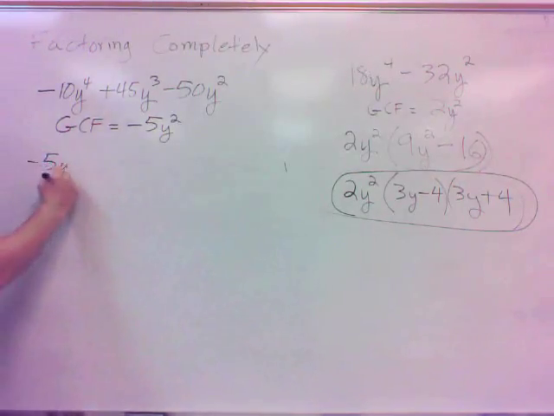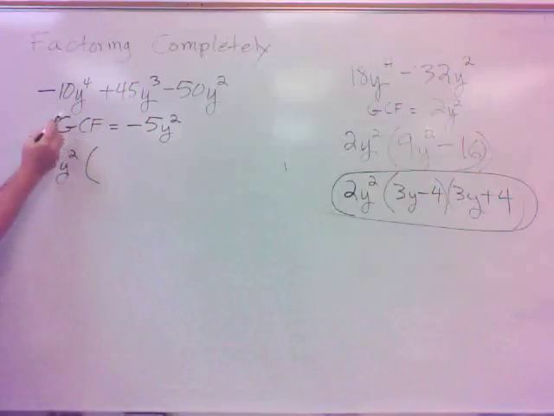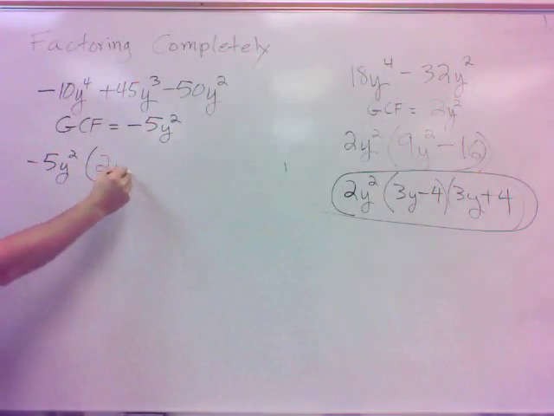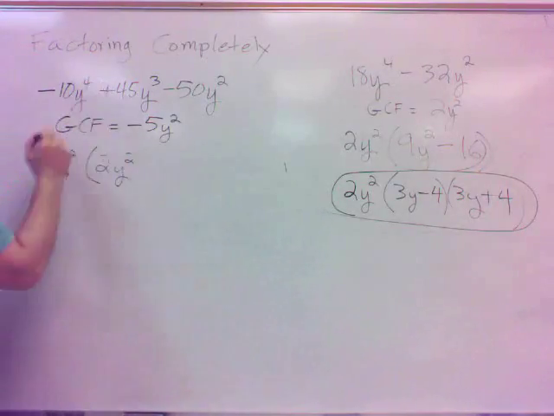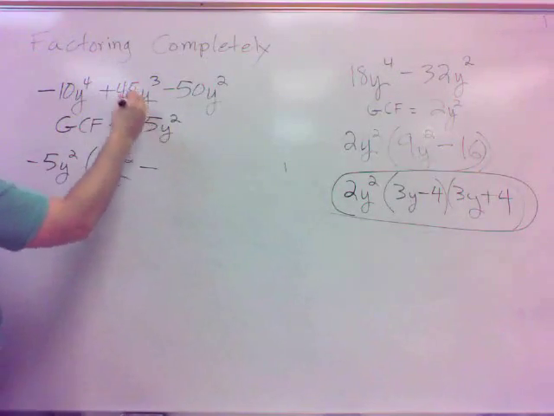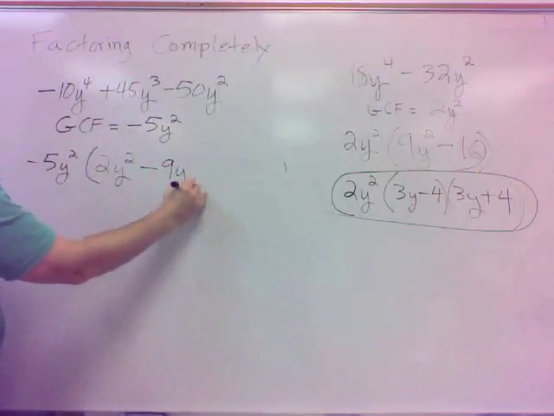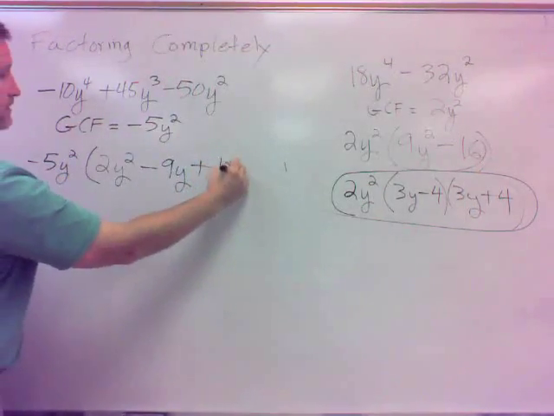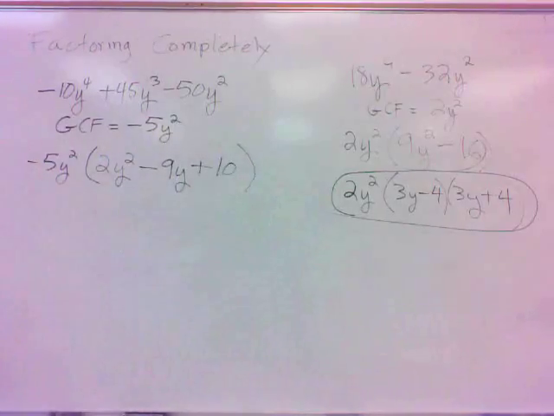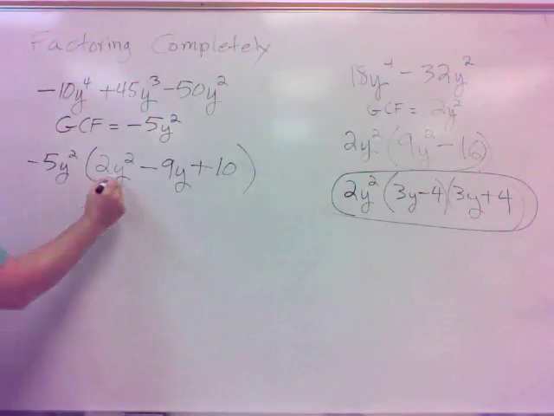And what that does is that, of course, changes signs. Take off a minus 5y squared, that leaves me 2y squared, because a minus divided by minus is a positive. Positive divided by minus is minus 9y. And then a minus divided by minus is a positive 10. Don't have to do the minus, but it does help in the long run, because now we need to think about this.